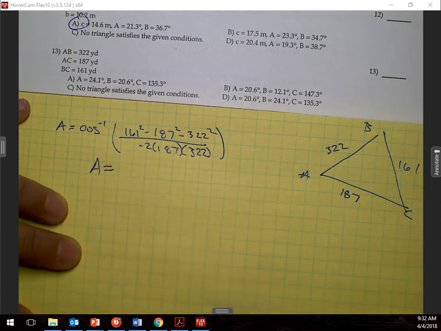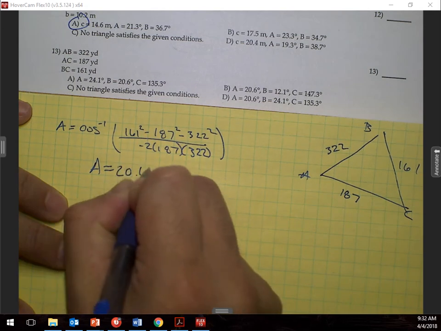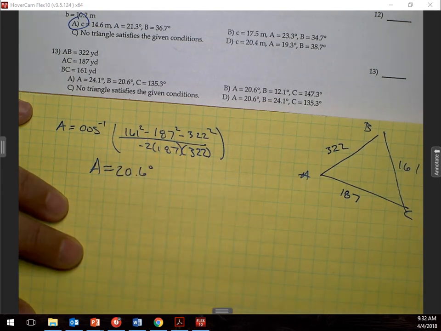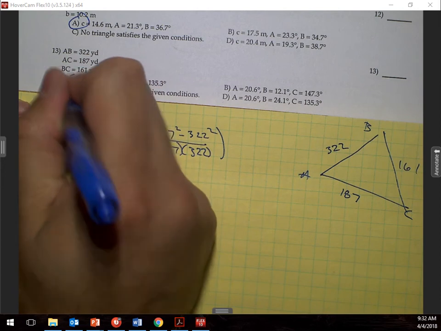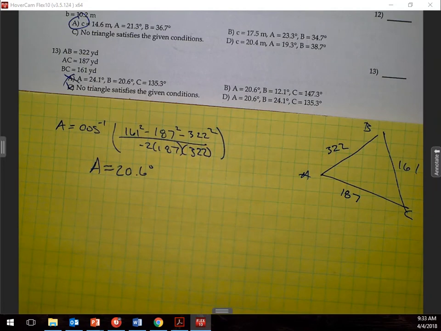Yeah. So angle A is about 20.6? Yeah. Okay. So that just gets rid of A and C. It told me it was a non-real calculation.